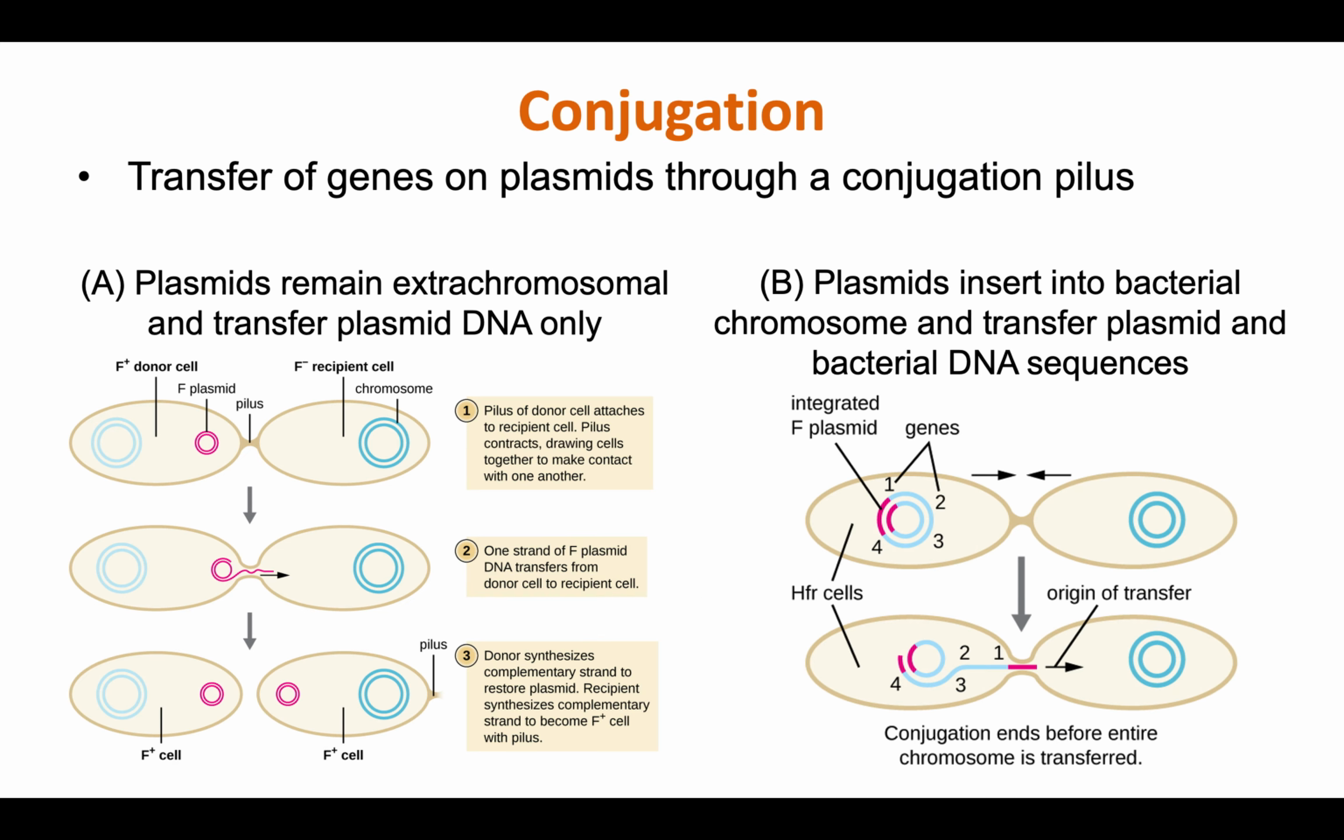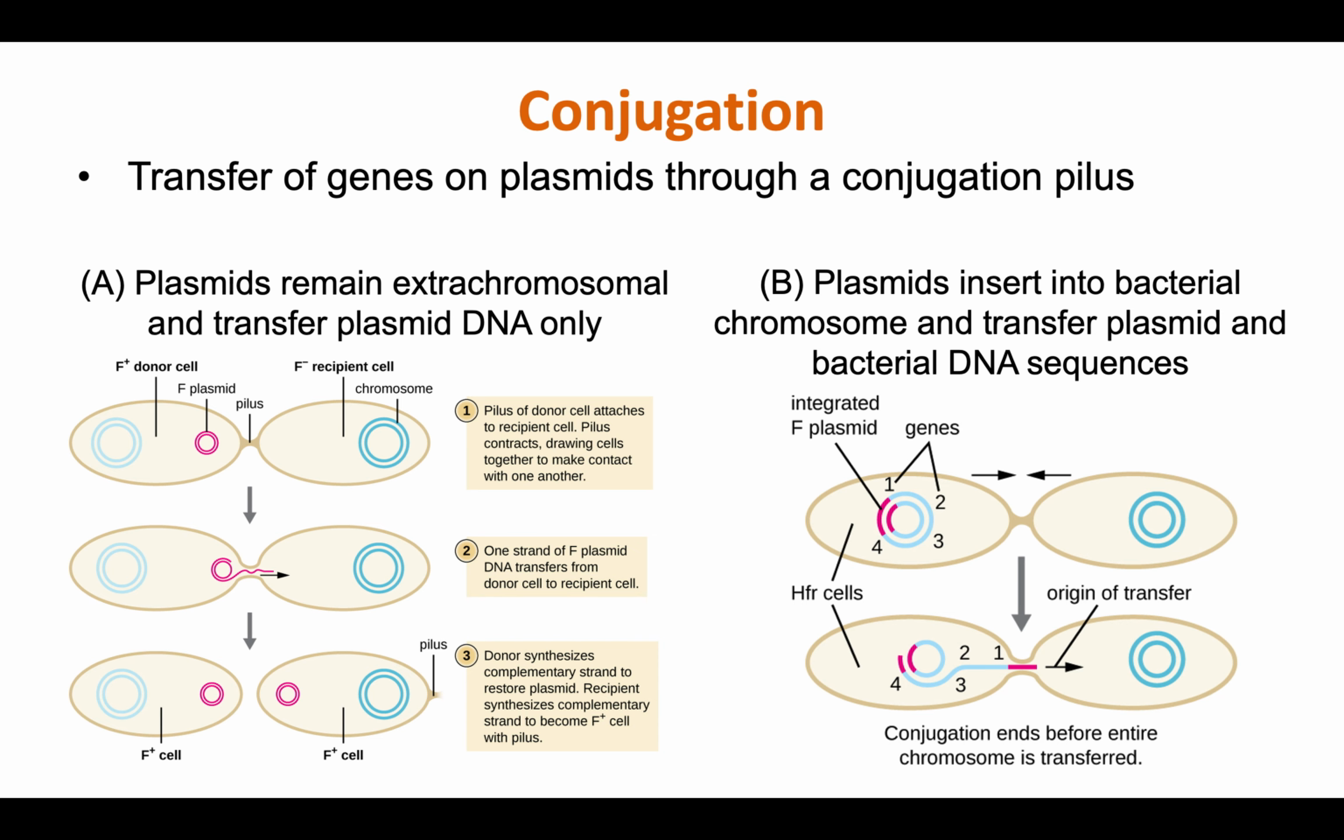Okay, finally, the last process, conjugation. Again, this is the transfer of genes on plasmids through a conjugation pilus. I explained a little bit about that in the earlier slide. In this case, A is talking about the general process of conjugation.